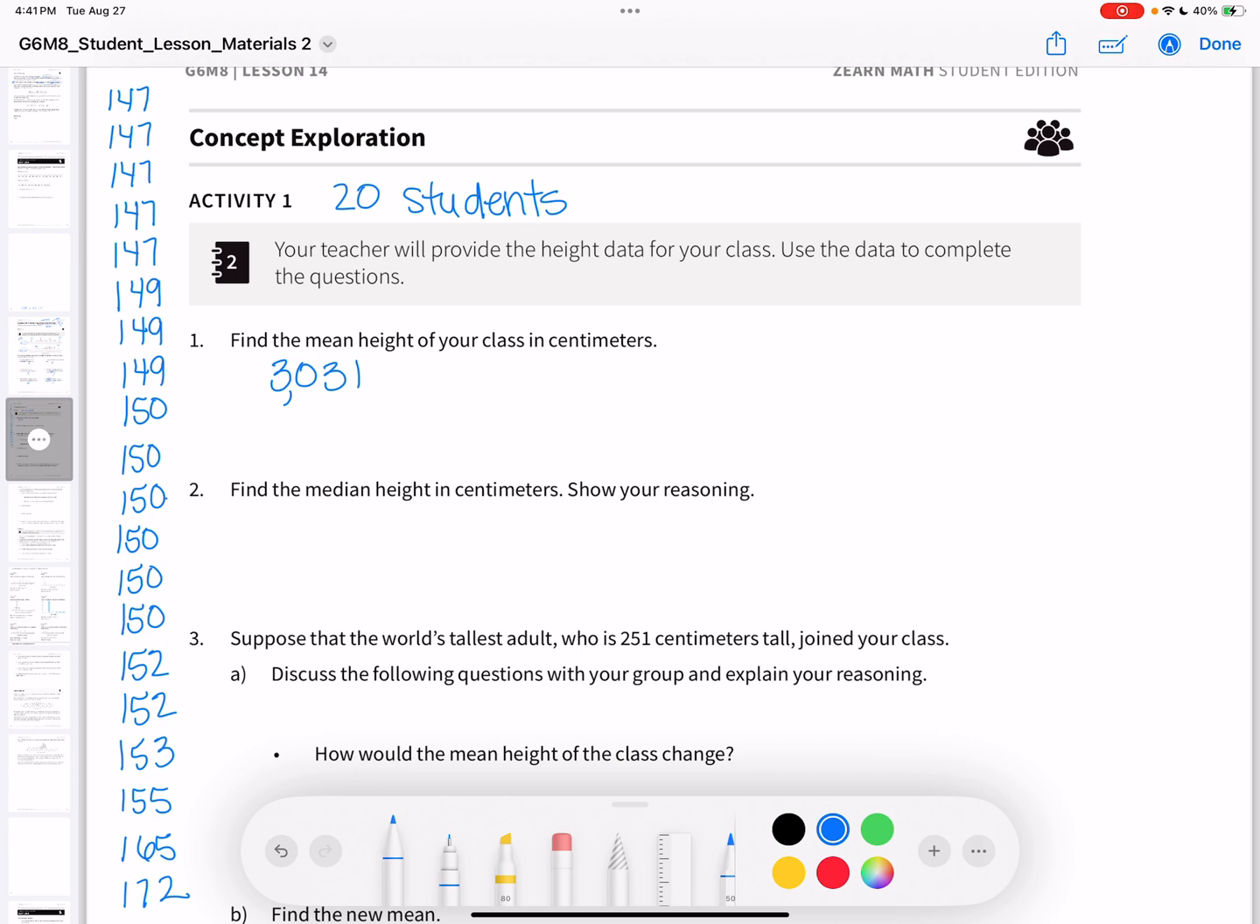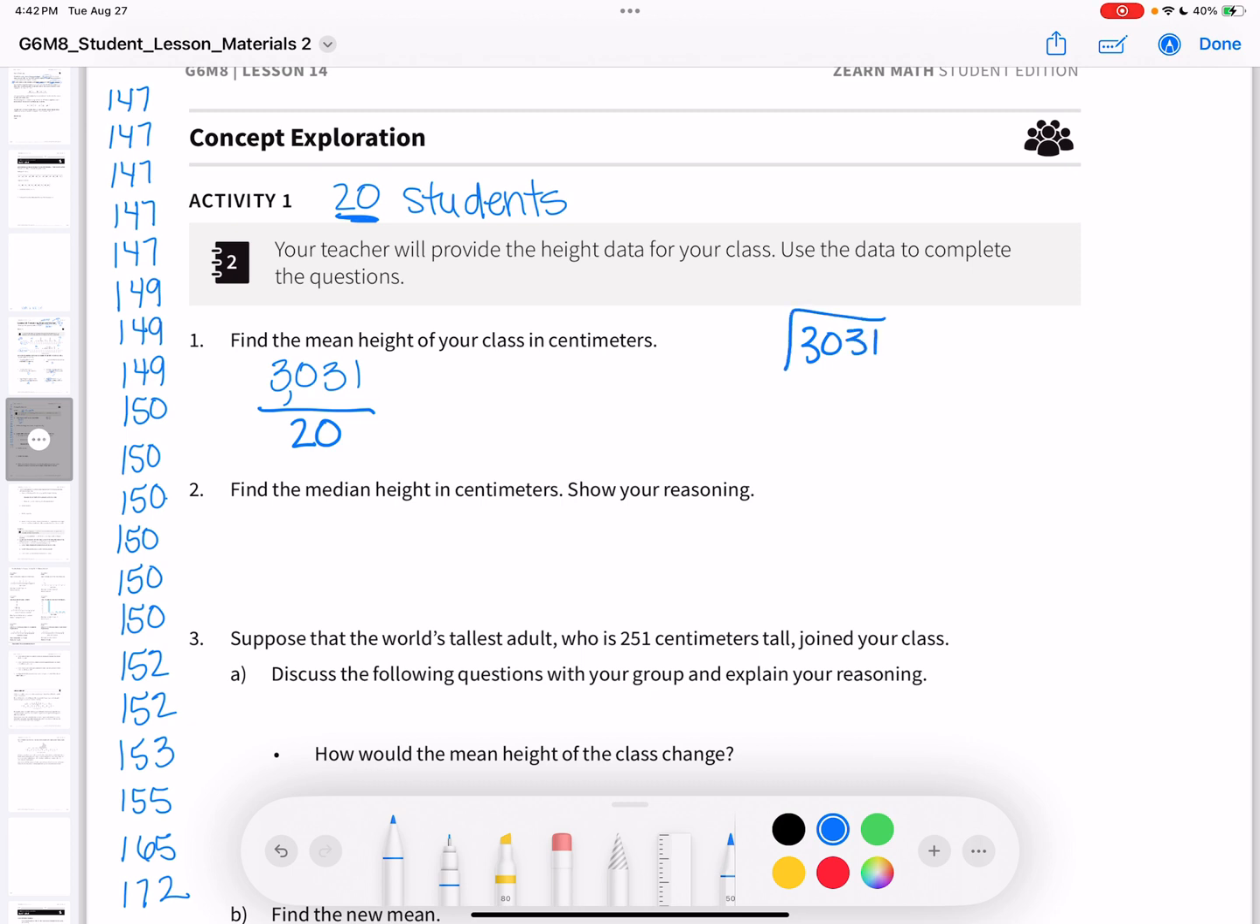Well, I went through and I already added up our heights because the first step in mean is to add all of your data points together. So I've done that. Our answer is 3,031. Now, we have 20 students, so we are going to divide 3,031, which is our total, by 20. So here we go.